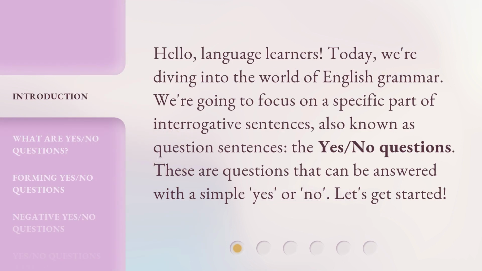Hello, language learners. Today, we're diving into the world of English grammar. We're going to focus on a specific part of interrogative sentences, also known as question sentences: the yes, no questions. These are questions that can be answered with a simple yes or no. Let's get started.